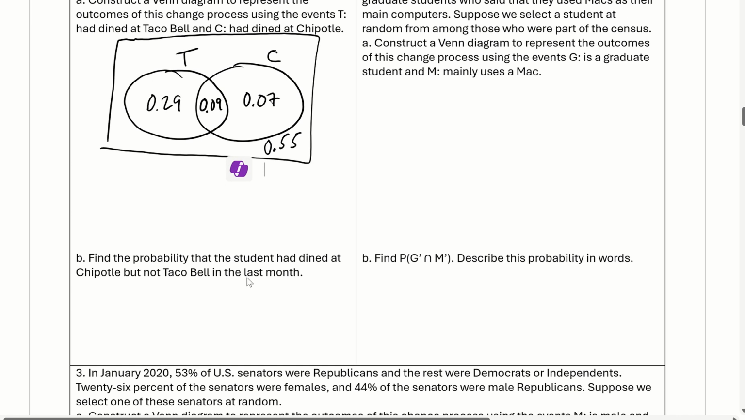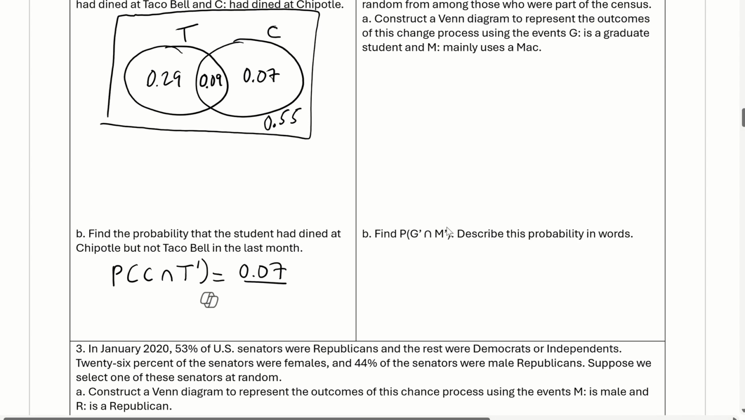Find the probability that the student had dined at Chipotle but not Taco Bell. So Chipotle but not Taco Bell, that's 7% right there. So the probability of C and not Taco Bell is 0.07. And that's it. You get it straight from the Venn diagram.